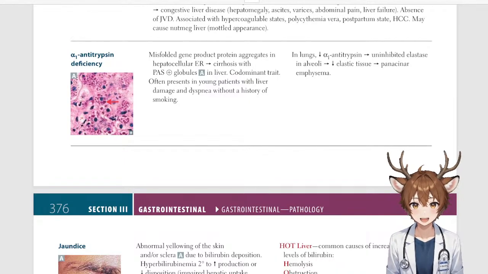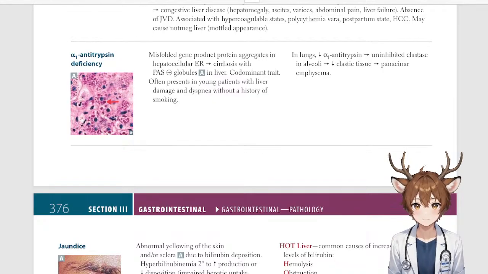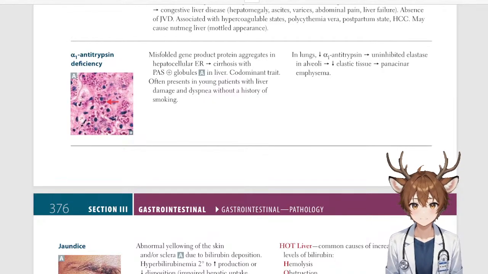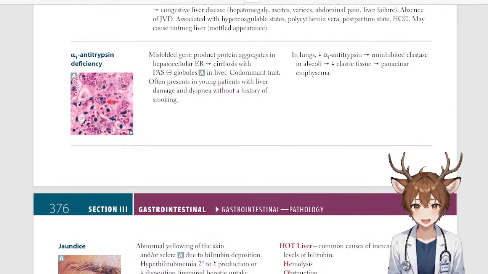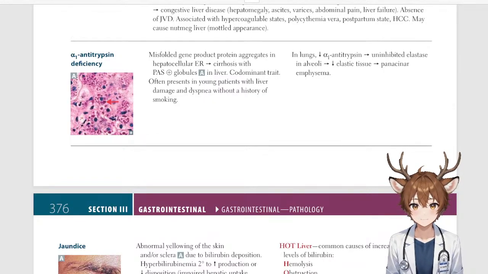So when you have centroacinar emphysema, it's smoking. It's going to be found in the upper lobes. But when you have a lower lobe pan-acinar emphysema that's related to alpha-1 antitrypsin, which also causes issues right here, obviously for the liver itself as well, in addition to the lungs.